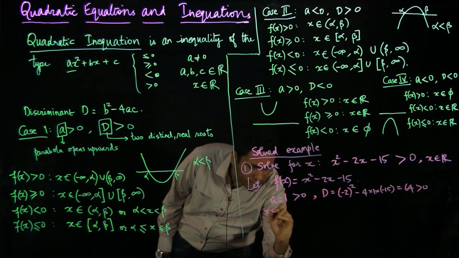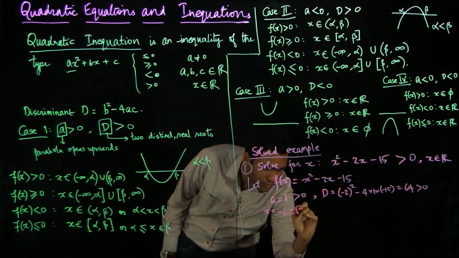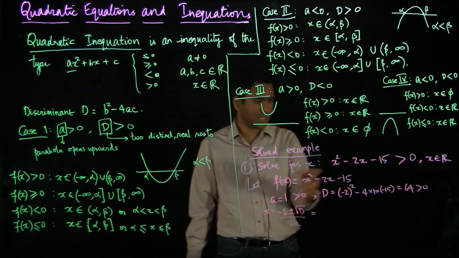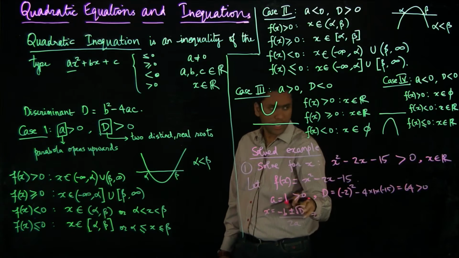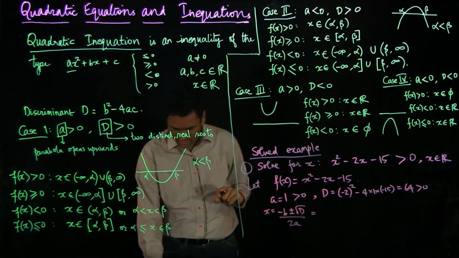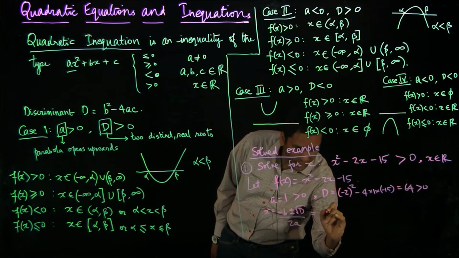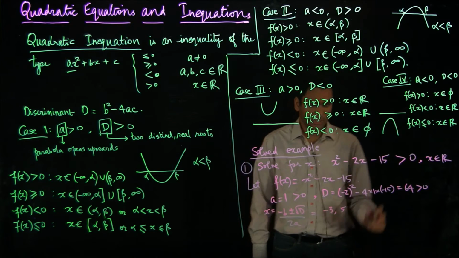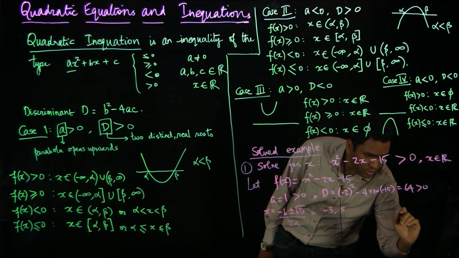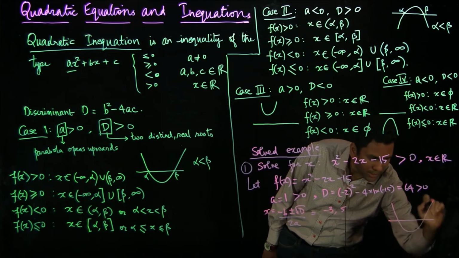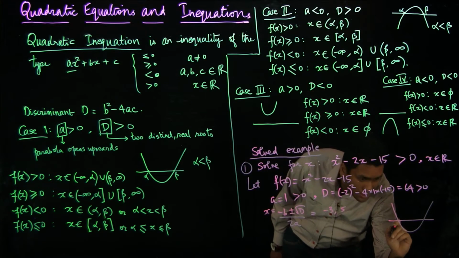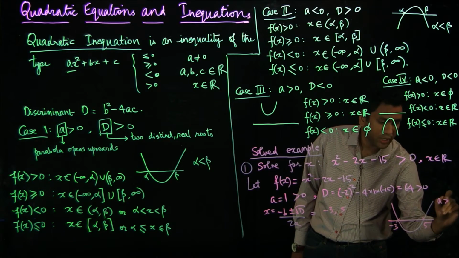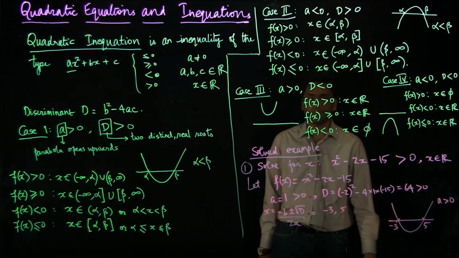So what are the two roots? The two roots are given by minus b plus minus square root of d over 2a. And if you were to plug in the numbers, b is minus 2, so minus b is 2, and d is 64, so square root of d is 8. So then you would get x is minus 3 or 5. So these are the two roots of the associated equation. If you were to draw this on the xy plane, then it would look like this. So this would be x equals minus 3, this would be x equals 5, and you are drawing it facing upwards because a is greater than 0.